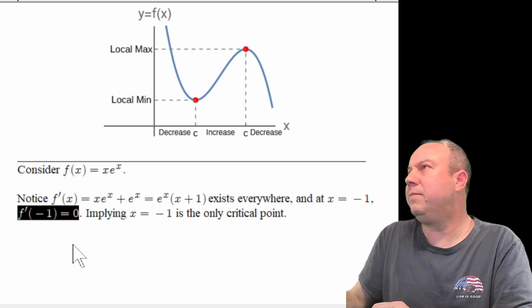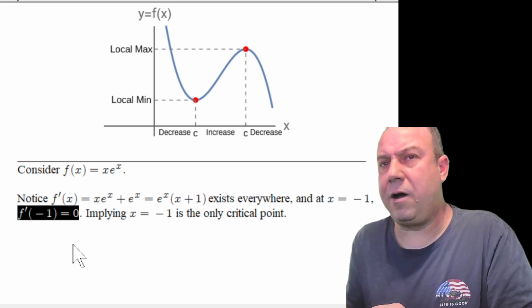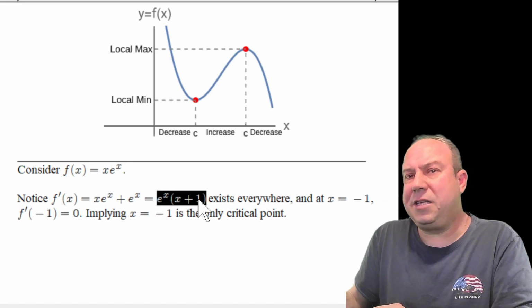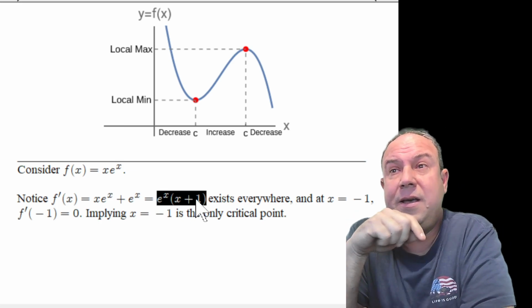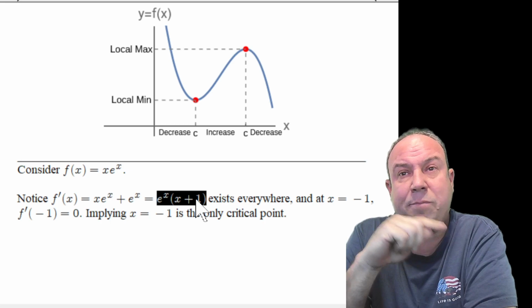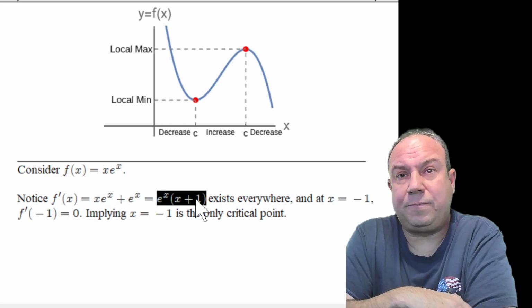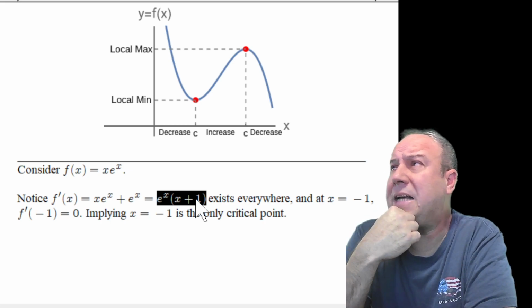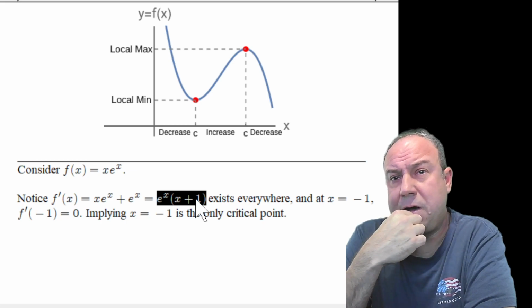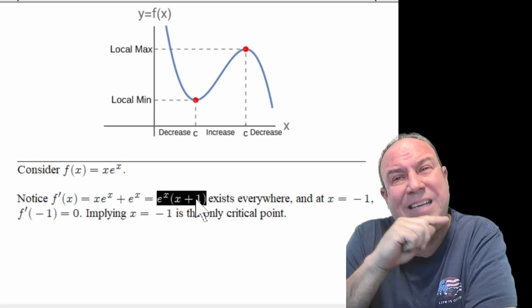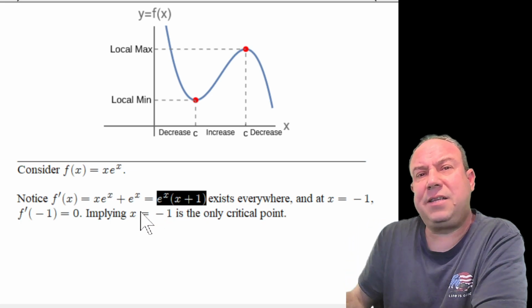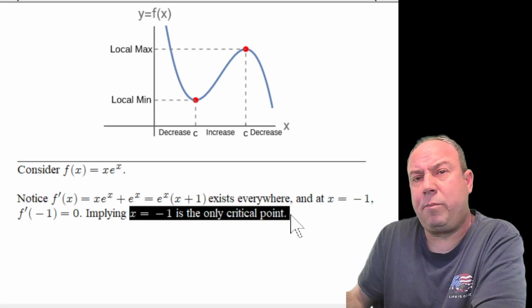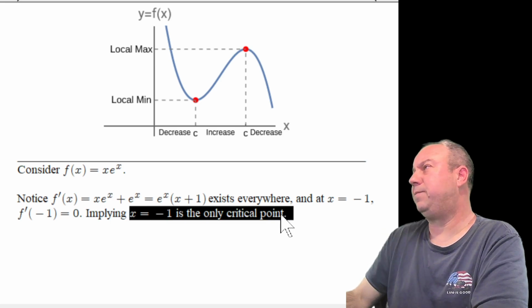And what we notice is that at x equal to negative 1 is the only place that f prime of x would be equal to 0. It's the only one of these two factors that will cause the dependent value of f prime of x to equal 0. E to the x is always positive. It's always bigger than 0. But x plus 1 is equal to 0 when x equals negative 1. So that implies x equals negative 1 is a critical point in the graph of this function.